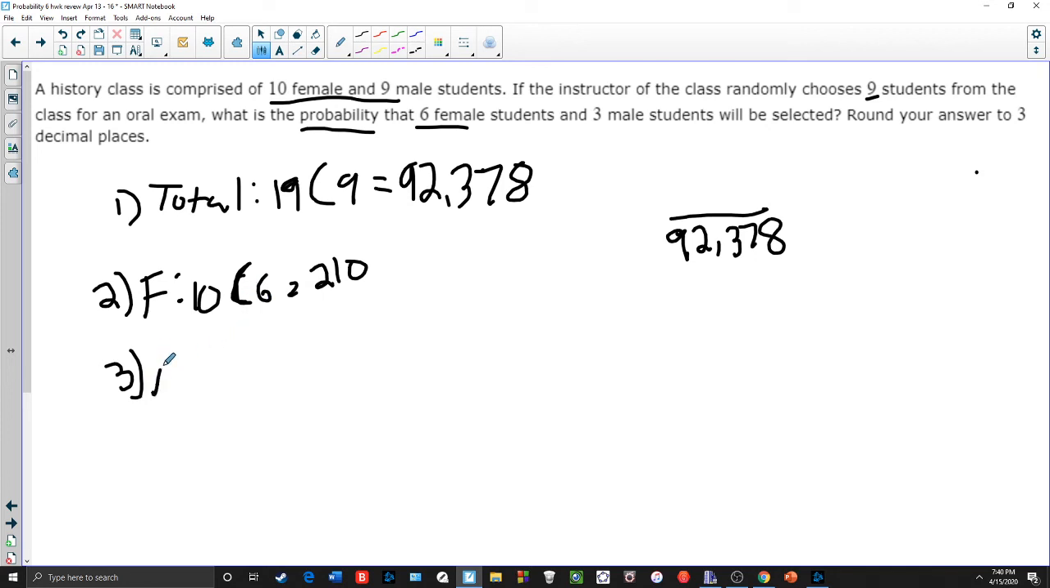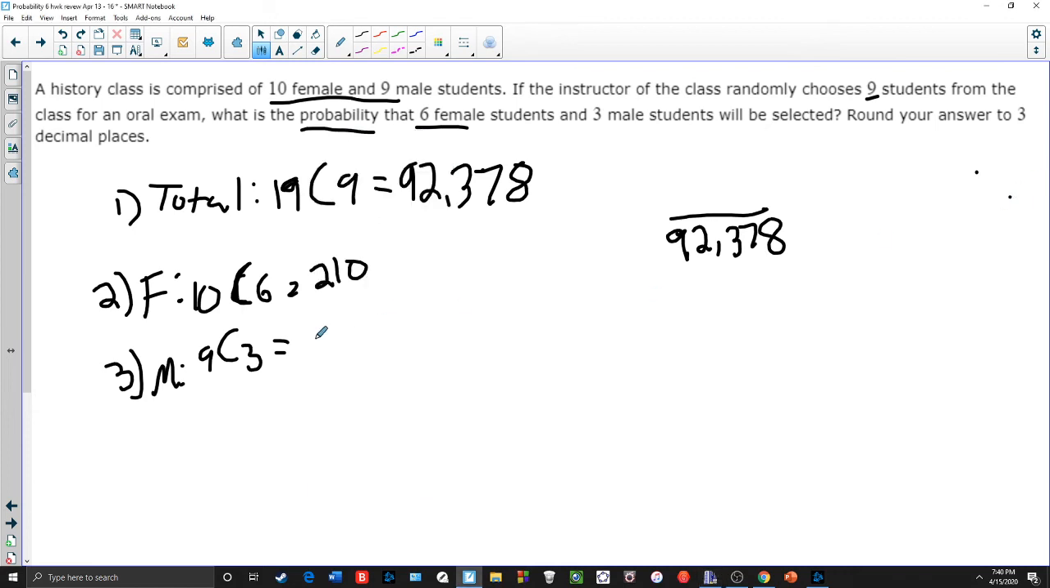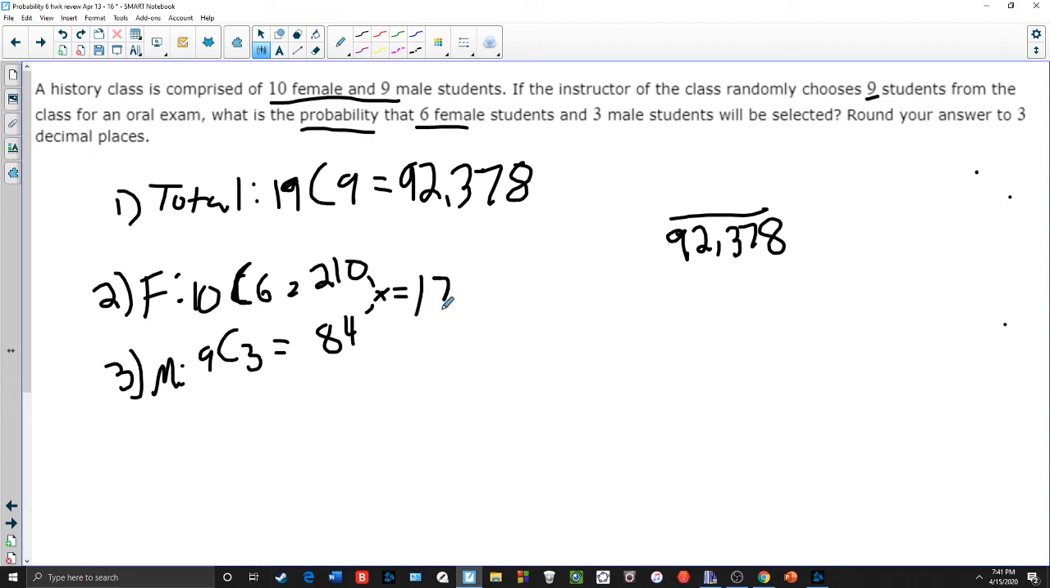And then I'm going to do my male combination. I have 9 male students, so 9 choose 3. We get 84. And then we're going to multiply these together. We're going to do 210 times 84, and we get 17,640.